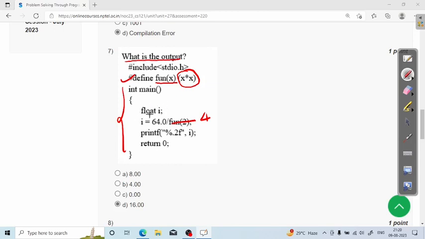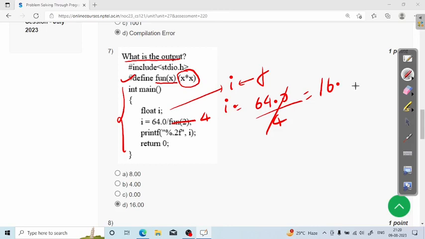Okay, now when we are reaching the main function, we see here a variable i is declared as a float type. Okay, and then we are writing here i is equal to, we are trying to solve an expression that is 64.0, that is a float value, divided by 4. So when we try to solve this, we will get 16 point something. Okay, and then if you look at the next line, that is a printf statement, it says %.2f. So .2f means after the decimal it should have 2 digits.